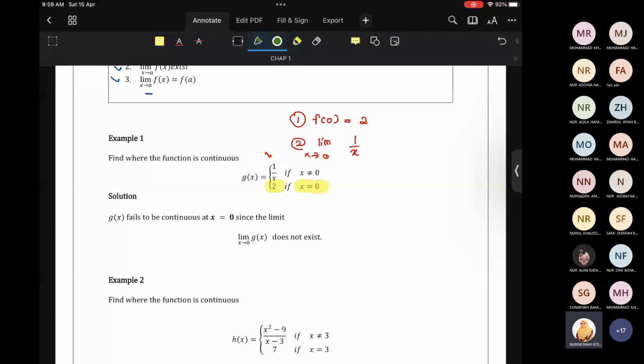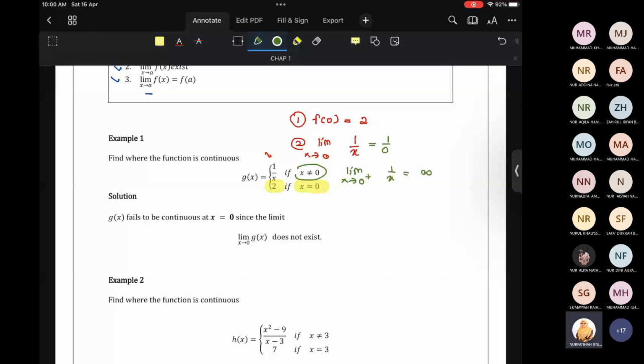Since awak tengok dekat function x not equal to 0, you need to check from the left side and from the right side. Sebabnya kalau kita masukkan exactly 0, kita akan dapat 1 over 0. So bila dapat 1 over 0, of course lah kita tahu fraction tak boleh kosong di bawah dia. So kita kena check from the left and from the right. So limit x approaches 0 from the left for 1 over x, awak akan dapat apa? So you will get infinity.